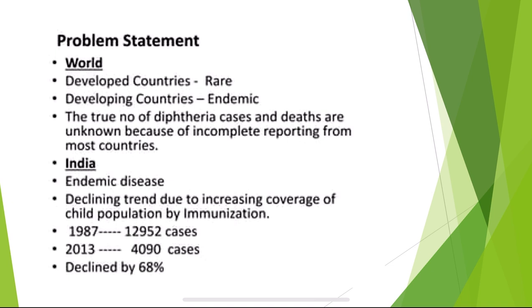The declining trend in diphtheria is because of the increased coverage of the child population by immunization, because of the vaccines which have been newly introduced. That is causing a decline in the number of cases of diphtheria. In 1987, the number of cases reported was 12,952, whereas in 2013, it has come down to 4,090. You can see a drastic change in the number. It is because of the immunization of children. It has declined by 68%.